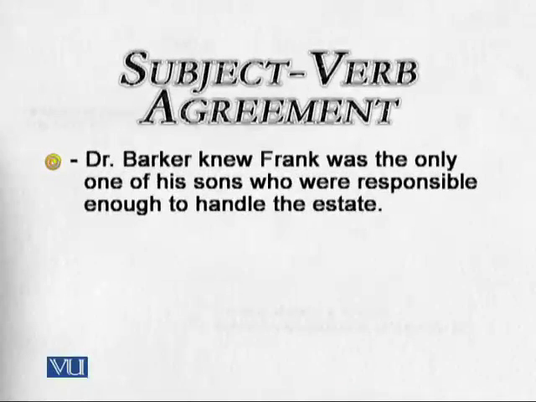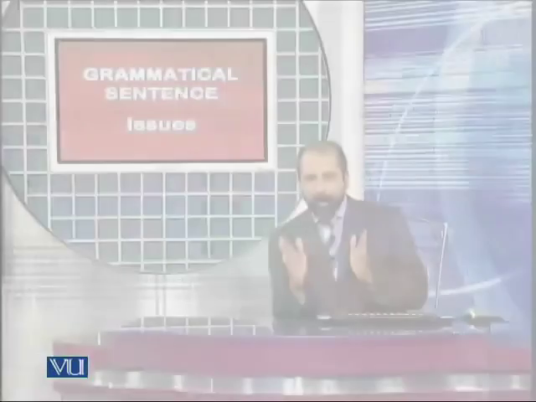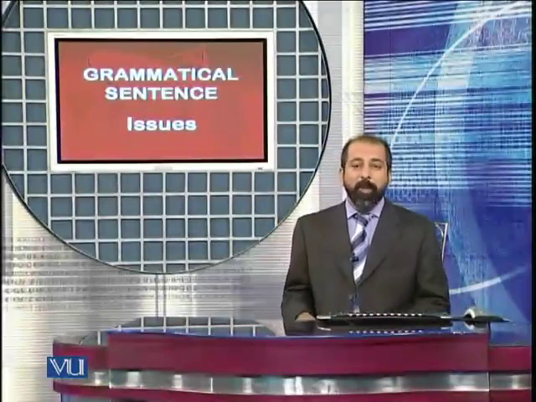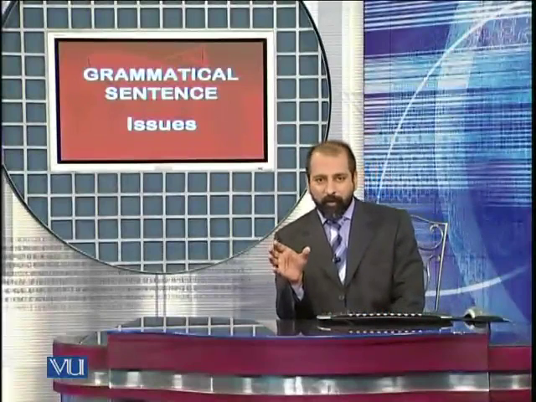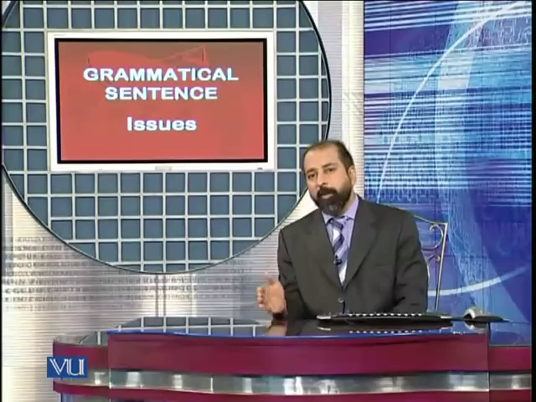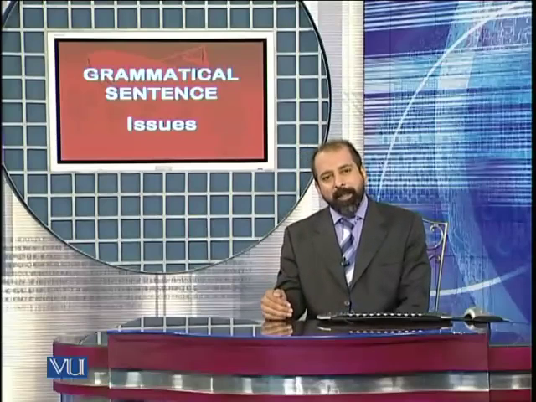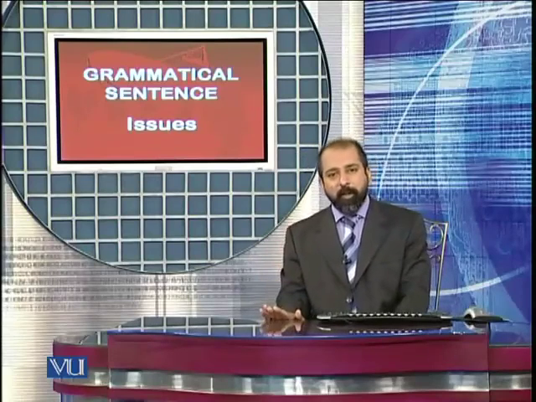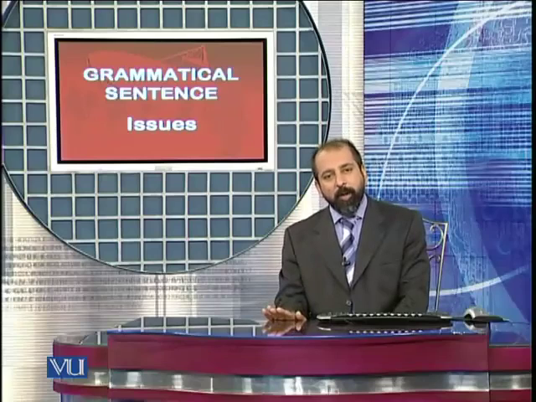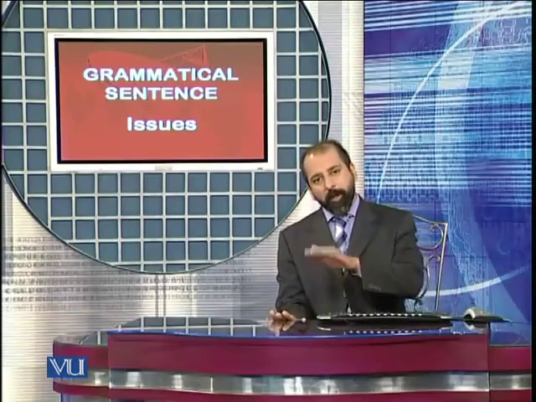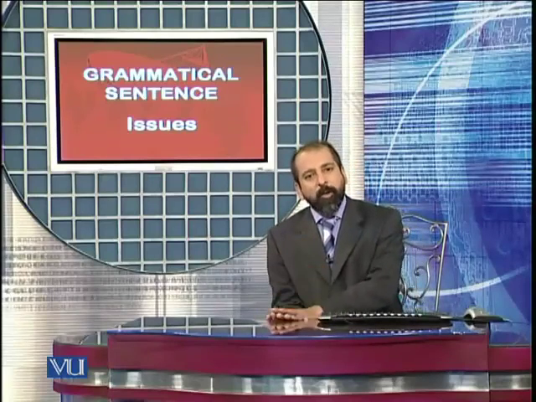I mean, if you see the sentence again, Dr. Barker knew Frank was the only one of his sons. Look at the making of the sentence. Only one of his sons. If you remember, we said there should be certain elements which decide the focus of our sentence, singular meanings or plural meanings. So here, the writer is giving his readers those signs from where they could understand whether the subject is going to be singular or plural. When we say only one of his sons, don't you think these are those elements which we were talking about before?